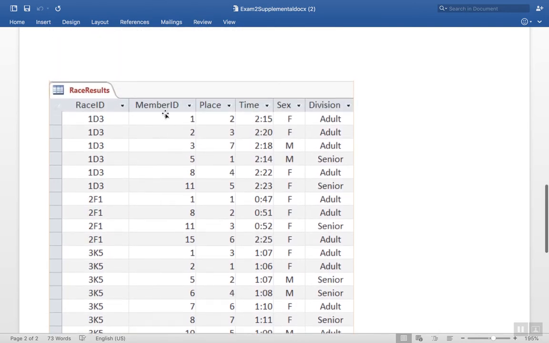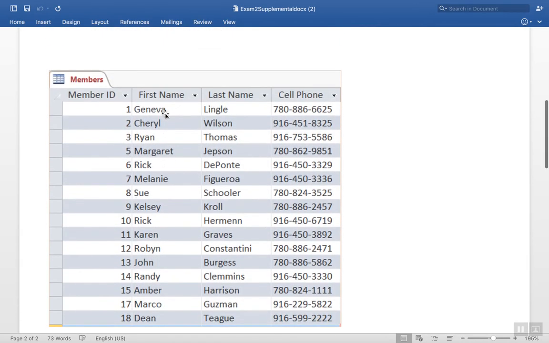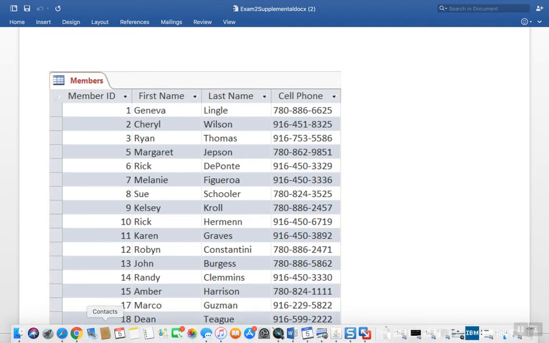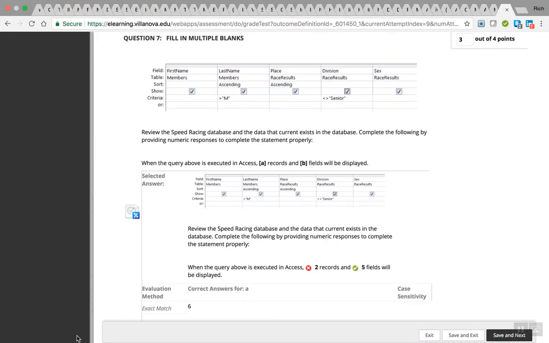There's a member ID in the race results and a member ID in the members table. However, we don't return any of that, so that's valid. You can have a query where you join two tables together, and whatever you're joining them across, you don't need to put those in the return set. All right, so we're going to look for two things here.